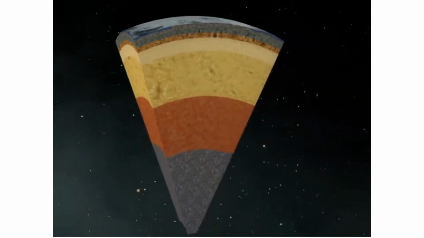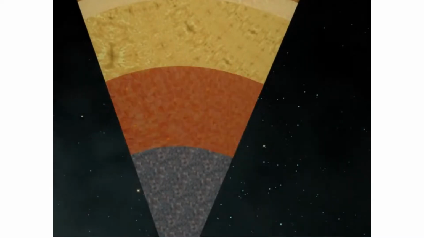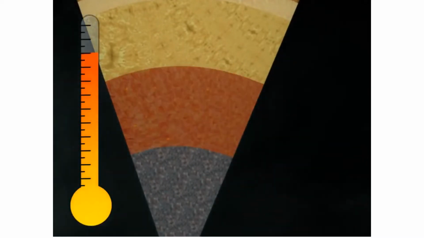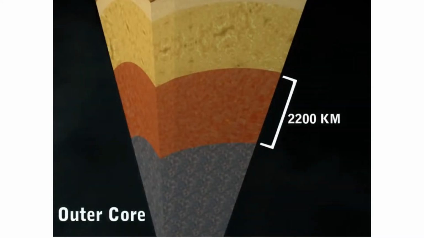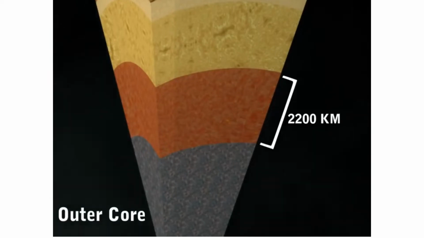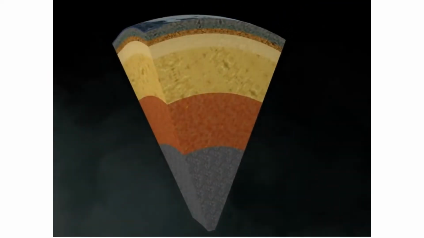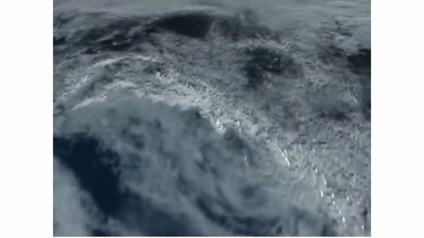The next layer of the earth is the outer core. This layer is exceedingly hot. It has a temperature of about 5,000 degrees Celsius. The outer core consists mainly of liquid iron. It has a depth of 2,200 kilometers. The core mantle boundary is located at 2,900 kilometers below the surface of the earth.